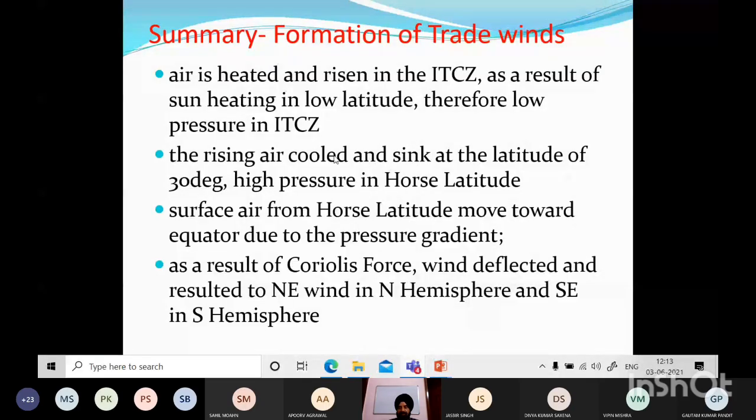So that's why the winds from 30 degrees will definitely blow down due to the pressure gradient because there is a low pressure near the equator. तो ये सर्कुलेशन है. As a result of Coriolis force the wind deflected and resulted in north east wind in the northern hemisphere and south east in the southern hemisphere. So this is how basically आपकी जो formation of trade wind takes place.